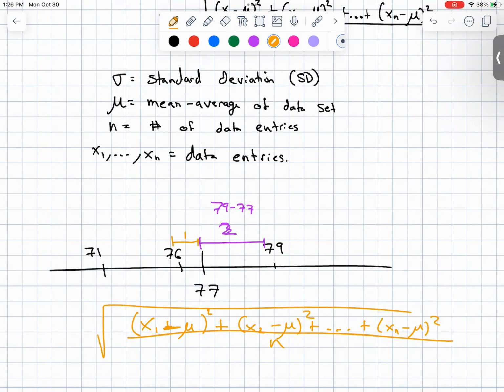We square root it, because remember, the square root and the square kind of undo each other. So it's the square average, or like square distance between the data value and the average of those things, and then square rooted. That's where the formula comes from. So it's talking about trying to find the distances between each data value and the mean, and then dividing it by the total amount. That's how the standard deviation came to be.